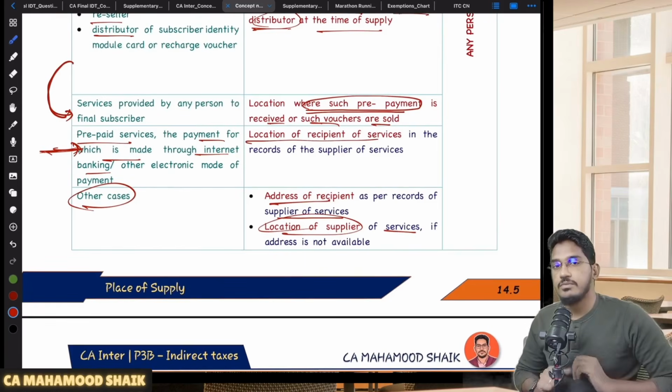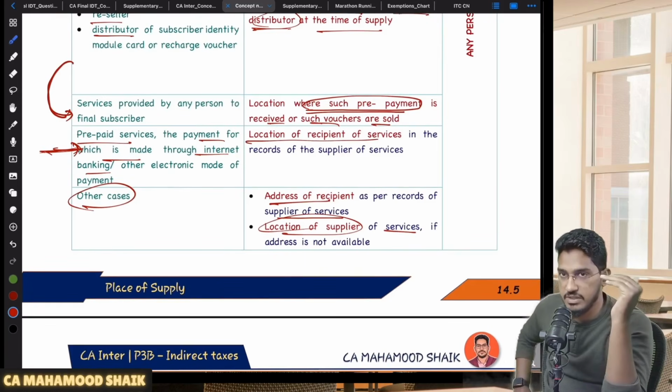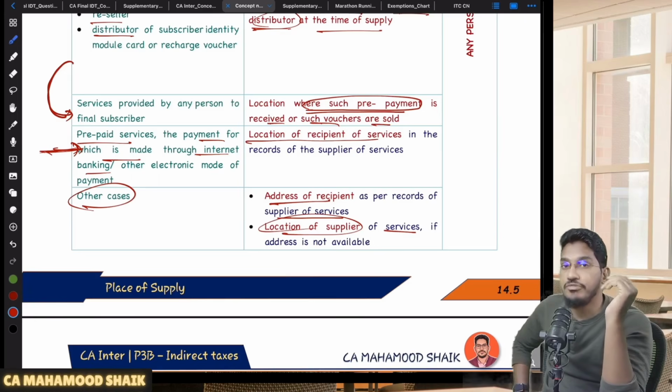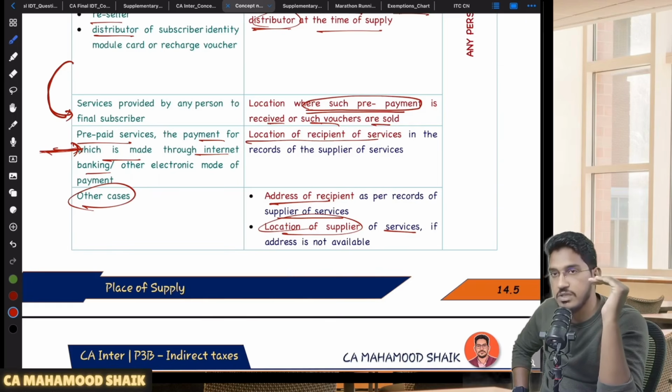That's all here. These are the list of all the services which are covered from 12 subsection 3 to 12 subsection 14. Each subsection talks about a specific service and how to determine the place of supply. So that's what I was saying. If you are a service provider and want to determine the place of supply, the first thing you should do is check whether your service falls under any of the specified subsections, starting from 12 subsection 3 till 12 subsection 14.